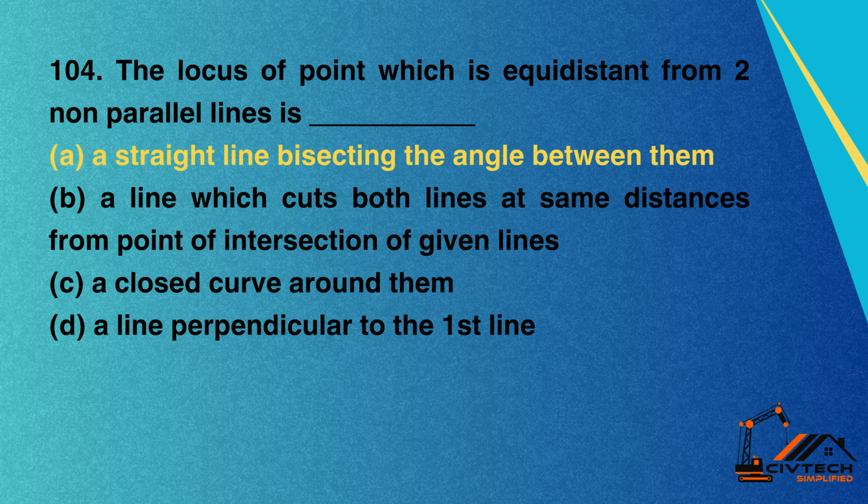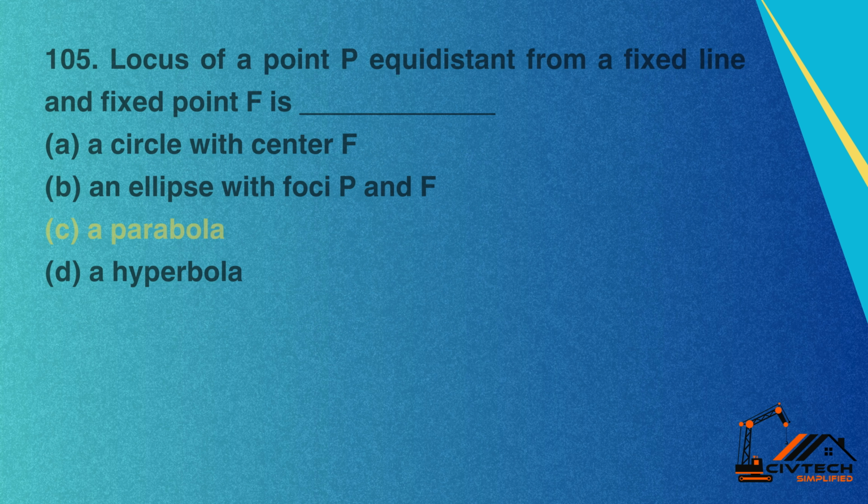104. The locus of a point which is equidistant from two non-parallel lines is: A. A straight line bisecting the angle between them. B. A line which cuts both lines at same distances from point of intersection of given lines. C. A closed curve around them. D. A line perpendicular to the first line. Correct option: A. A straight line bisecting the angle between them.